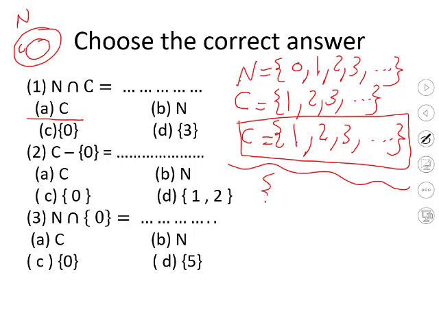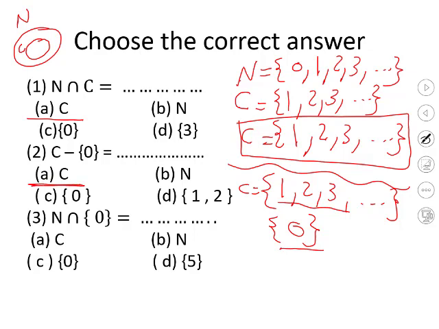Let's write together. C equals 1, 2, 3, and so on. So C difference 0: the elements that exist in C and not in 0. So the elements that exist in C and not in 0 is C itself.